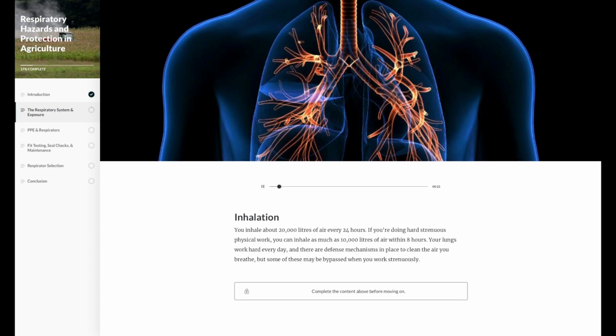You inhale about 20,000 liters of air every 24 hours. If you're doing hard, strenuous physical work, you can inhale as much as 10,000 liters of air within 8 hours. Your lungs work hard every day, and there are defense mechanisms in place to clean the air you breathe. But some of these may be bypassed when you work strenuously.